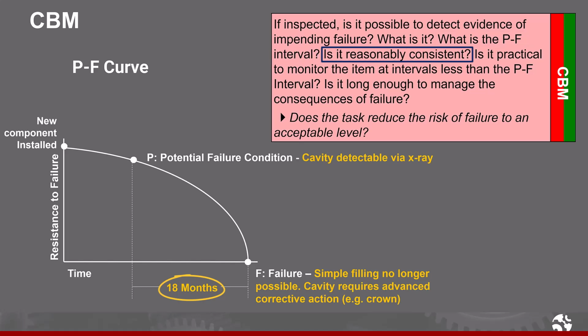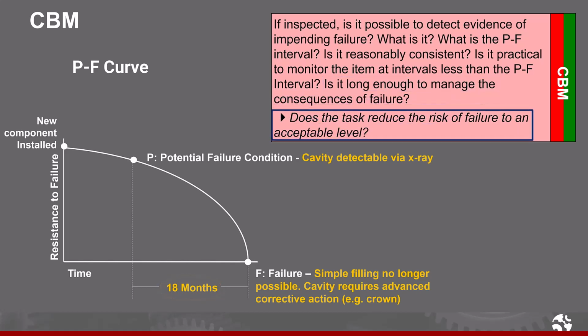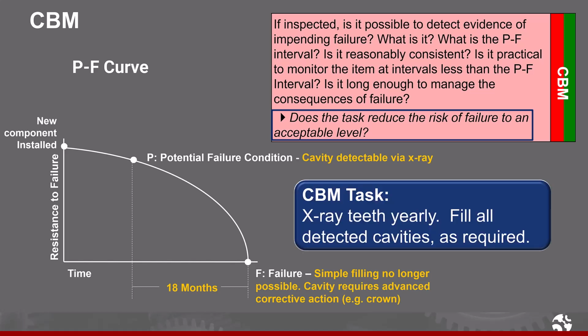Is it reasonably consistent? Yes. Is it practical to monitor the item at intervals less than the P2F interval? Yes. Is it long enough to manage the consequences of failure? Yes. If the teeth are x-rayed every 12 months, that leaves enough time to schedule and get the filling done. Does the task reduce the risk of failure to an acceptable level? Yes, it does. So we assign the CBM task, x-ray teeth yearly, fill all detected cavities as required.